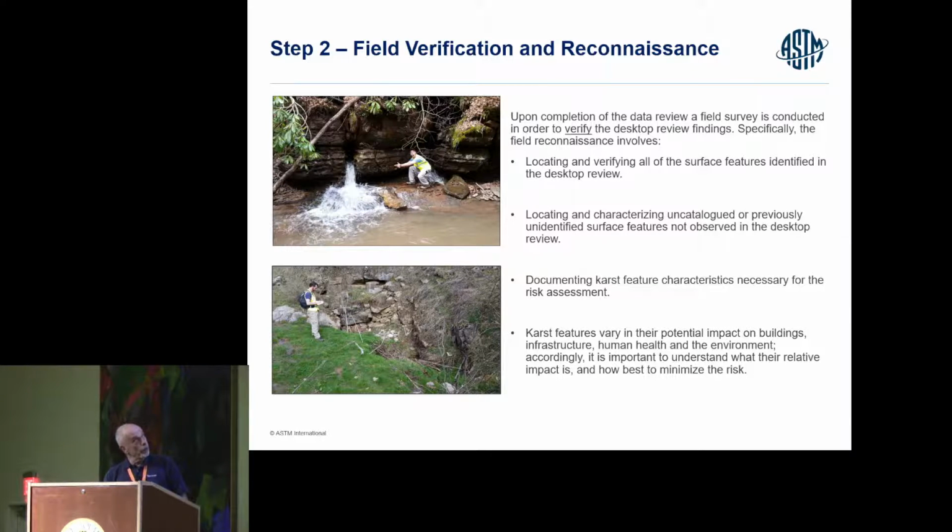So what we do is we go out, we locate and verify all the features that were found in the desktop review. We locate and characterize previously uncatalogued, unidentified features, and add them to the survey. Document them all, and we document characteristics of these features. I'm not going to go into that. That's a whole presentation in and of itself. But basically, these are what we call characters or characteristics. And things like, does it have a throat or not? What's the shape of the parapet? What kind of a drainage system? Does it have a drainage channel, or does it receive sheet flow? On and on. And we code these things, essentially.